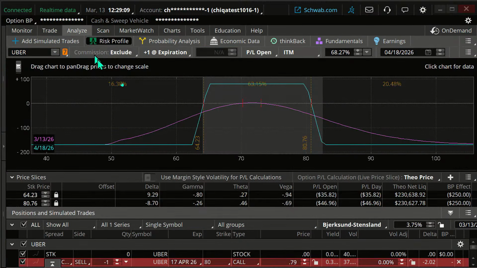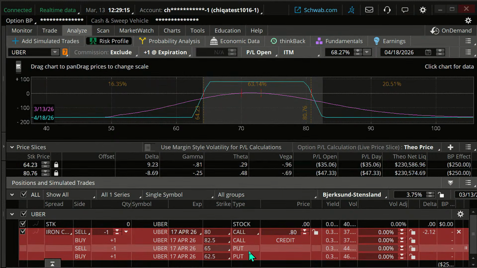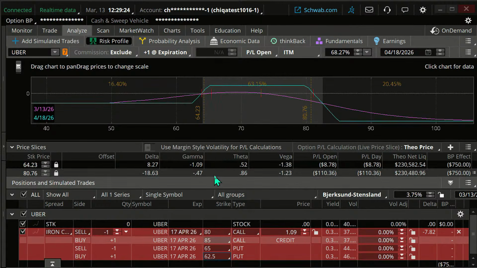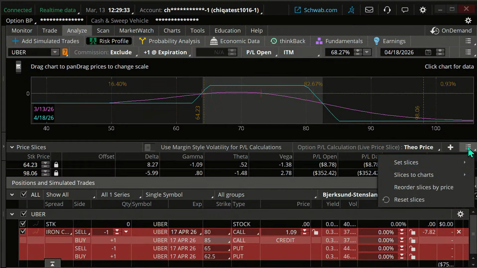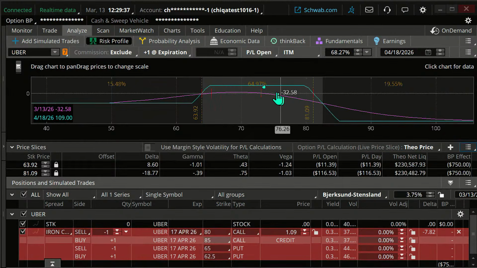The other thing we can do is we could also kind of unbalance it differently than we did a couple weeks ago, where we changed the number of strikes. In this one, I'm going to shift that 82.50 to 85. Now that unbalances it. Let me set those slices again. Again, I clicked on the wrong one. Set slices, break even. Okay, so about 65% probability.